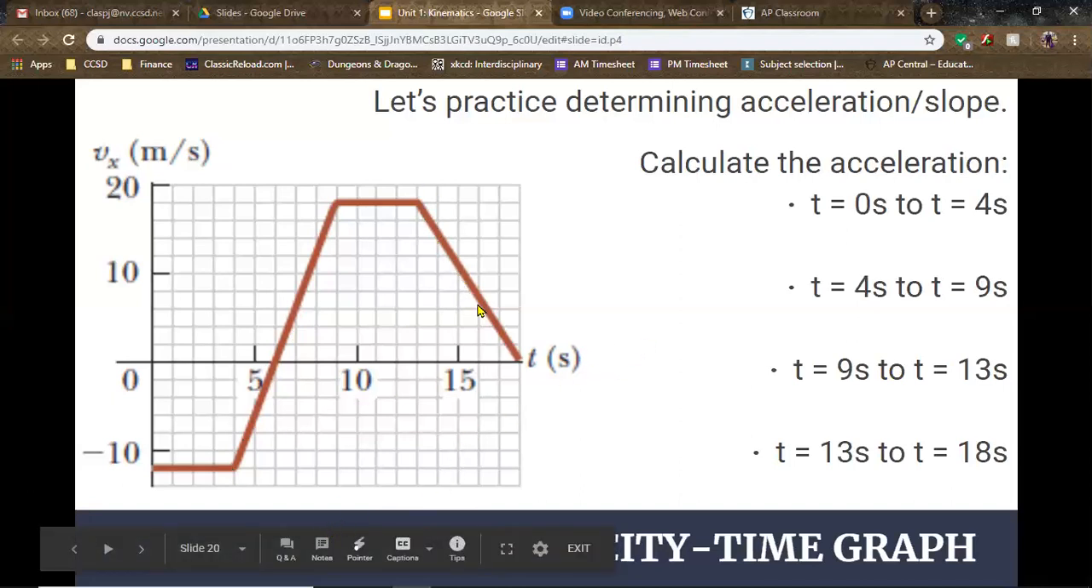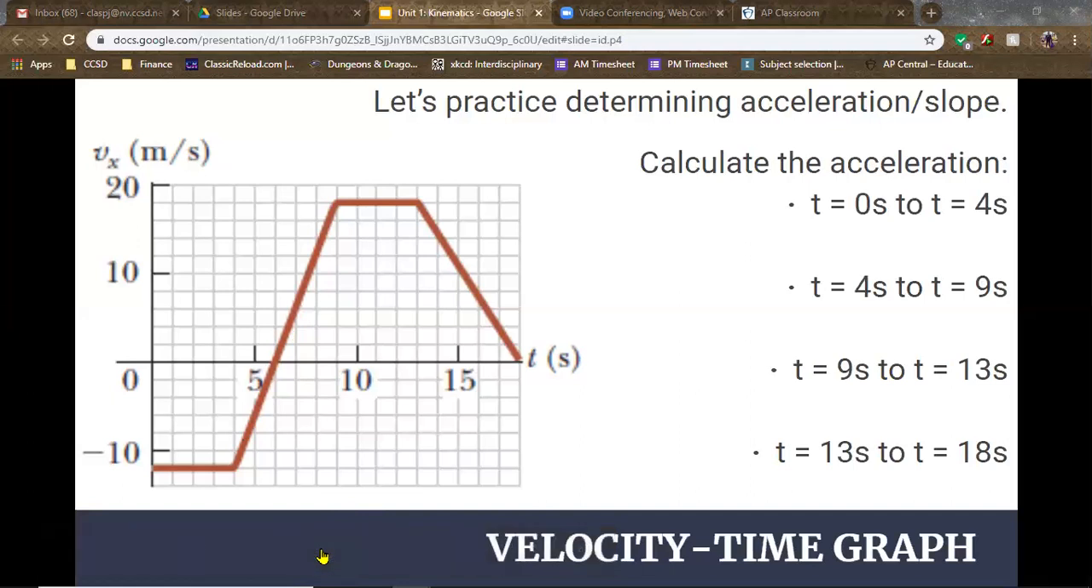Okay, hopefully you were able to calculate what this last one would be. Take a look right here. Boom. Look at that. Amazing. All right, hopefully that makes sense.